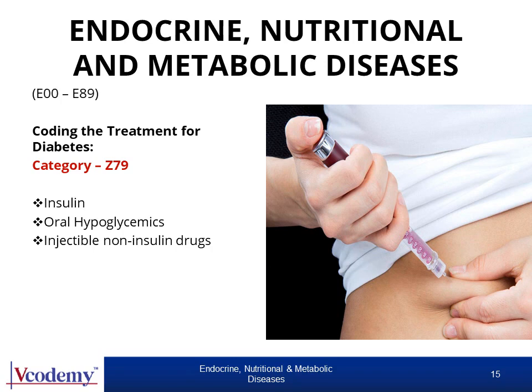If the patient is treated with both insulin and an injectable non-insulin anti-diabetic drug, assign the code Z79.4, long-term current use of insulin, and Z79.899, other long-term current drug therapy. If the patient is treated with both oral hypoglycemic drugs and an injectable non-insulin anti-diabetic drug, assign the code Z79.84, long-term current use of oral hypoglycemic drugs, and Z79.899, other long-term current drug therapy.